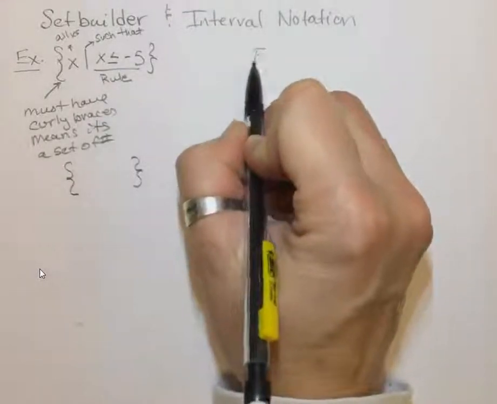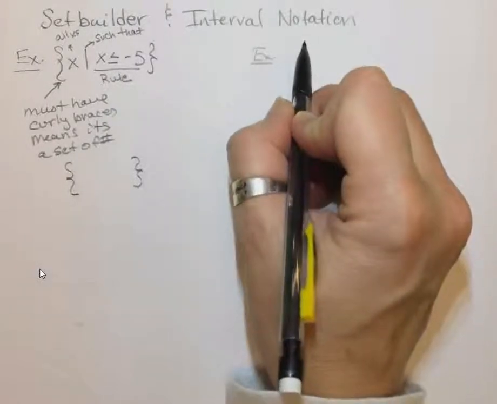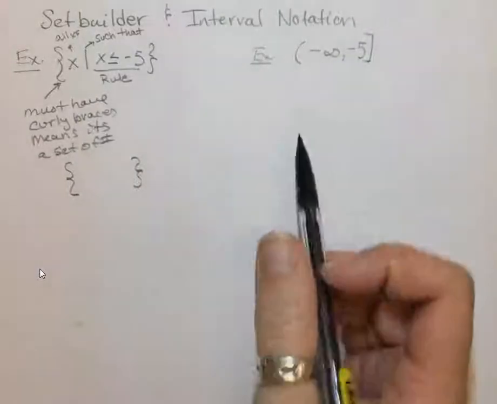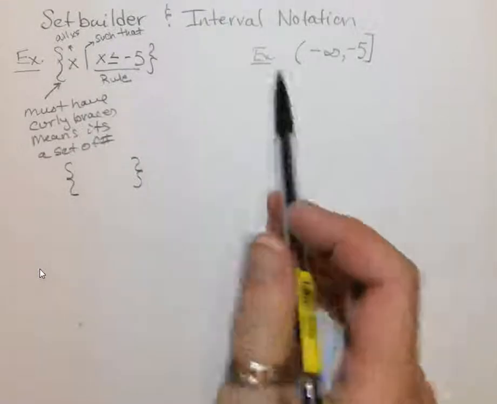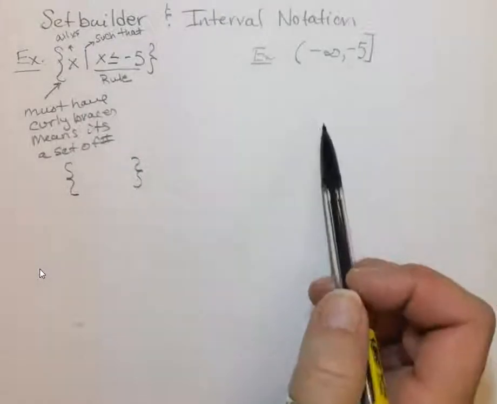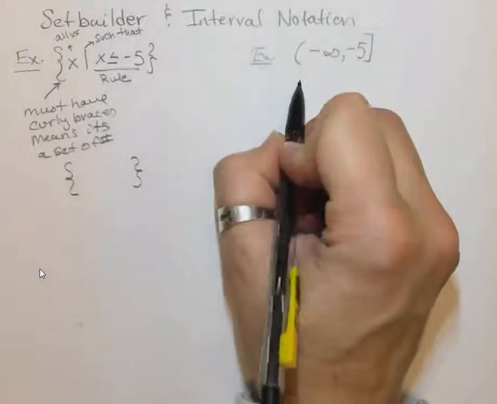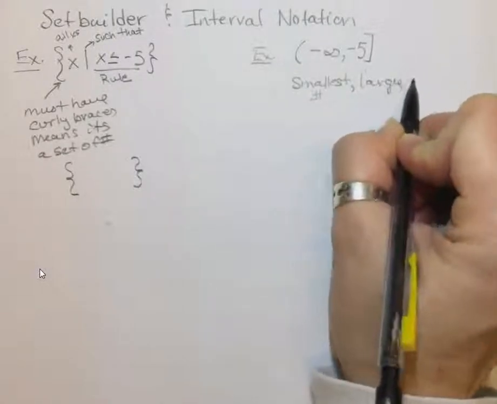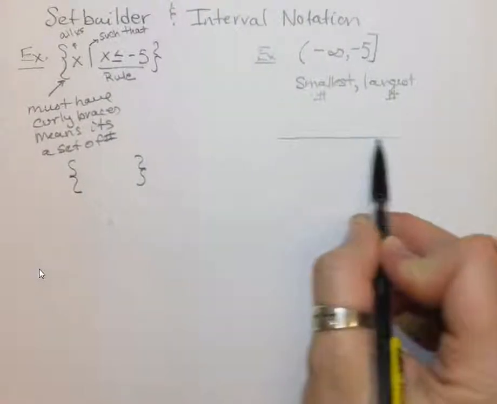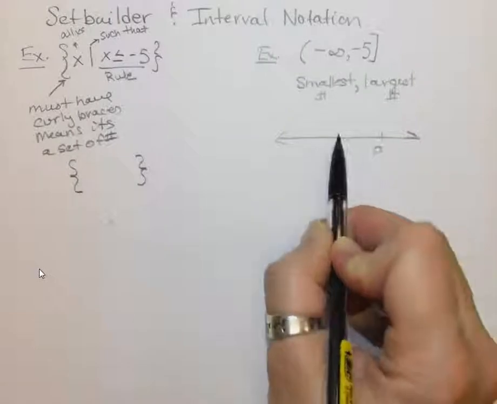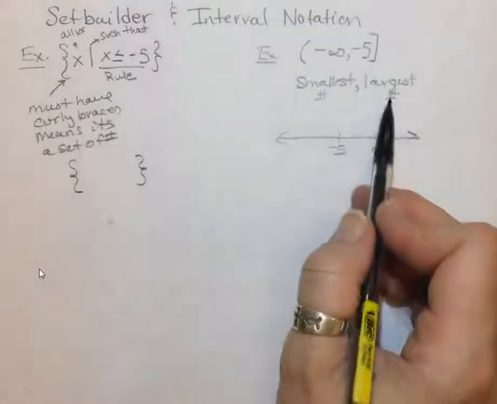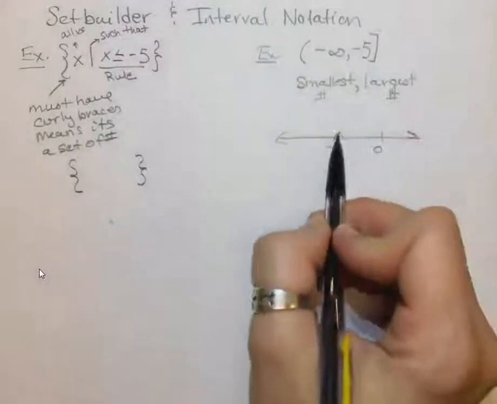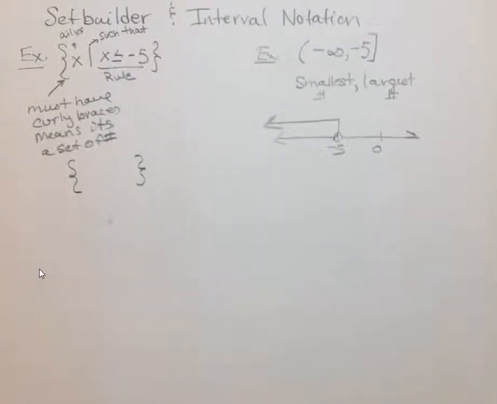An example of interval notation could be something like this: negative infinity to negative 5. Notice my parentheses and my bracket, and I'll give you a little chart to tell you which one to use. But we always start with the smallest number, comma, the largest number. If we were looking at a graph for this solution, it's a closed or hard bracket, so it's going to include the number. We have a closed circle, and then it's all the numbers that are less than that. So that's what that means.